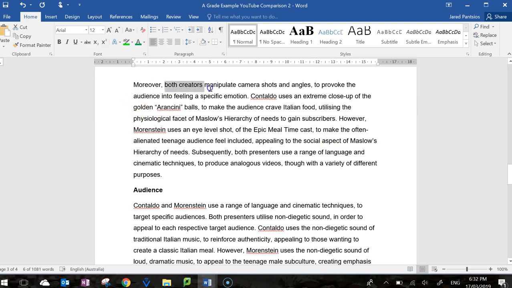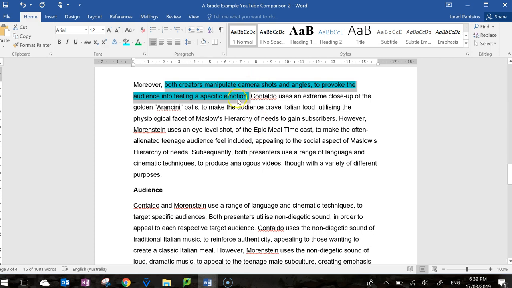Moreover, both creators manipulate camera shots and angles to provoke the audience into feeling a specific emotion. It's true, but just like if I was to ask you what sport do you play and you said I play one with a ball, I'd be asking which one with a ball. It's a great elaboration sentence, but it is limited, and that's using important word count to simply say, both use their visual form to promote or to gain more subscribers.